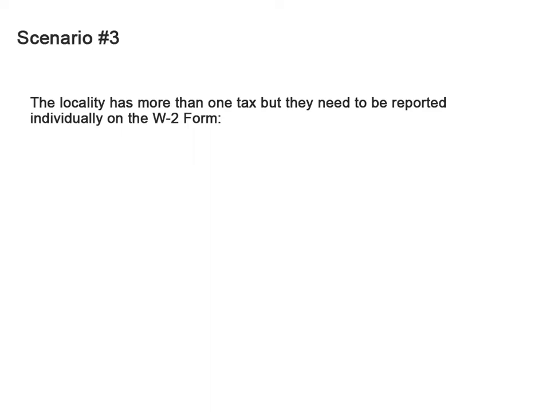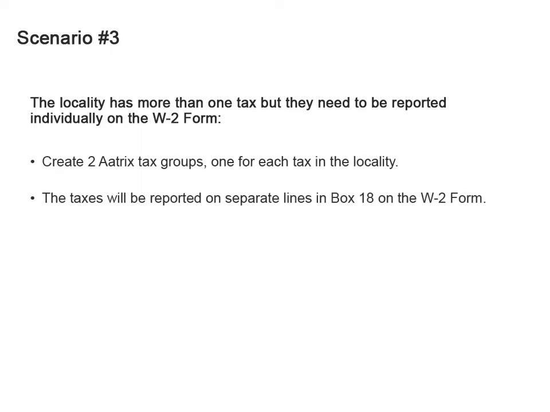If your locality has multiple tax rates, and on your W-2 form you need to report each tax individually, meaning the amounts for each tax rate would show on a separate line, the only difference would be to create a separate matrix tax group for each of the tax rates. The taxes will then report on separate lines in boxes 18, 19, and 20 when the W-2 form is printed.